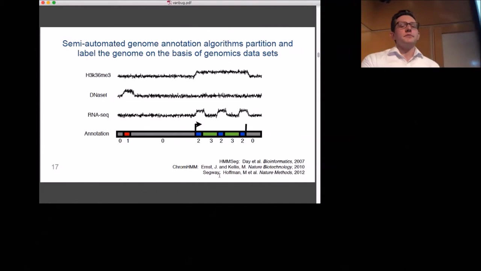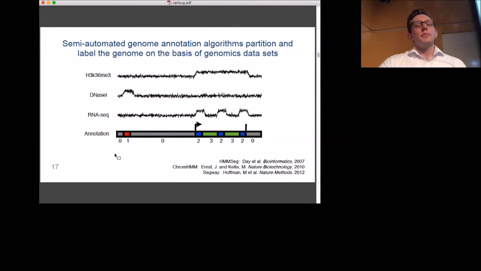Hoffman and myself. We call them semi-automated because it is an unsupervised approach. By that I mean the algorithm doesn't know what type of elements exist in the genome. We just ask it to identify different patterns, and then it's semi-automated because after the algorithm runs, we try to interpret which of these integer labels corresponds to what biological phenomenon.